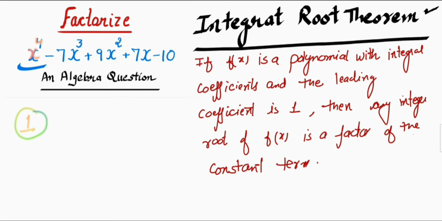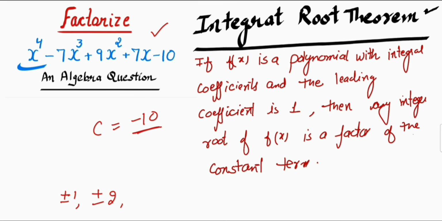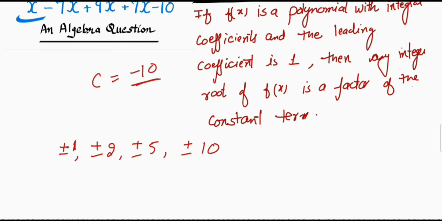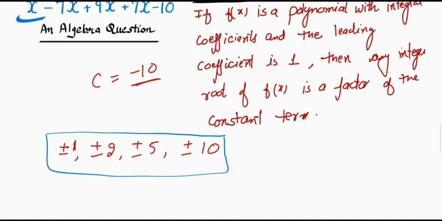So it means that the factors of the constant c, which is equal to negative 10, must be the candidates for the roots of this polynomial. First of all we have to find the factors of c. Factors of 10 are plus minus 1, plus minus 2, (3 is not a factor, 4 is not a factor), plus minus 5 and plus minus 10. All these are the factors of the constant, so all these are the possible roots of the polynomial.